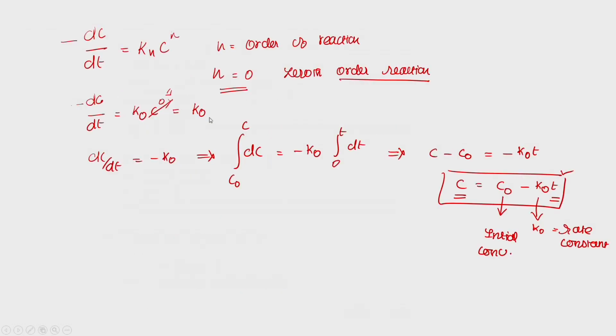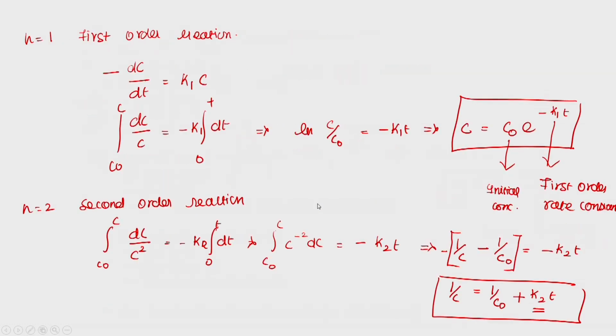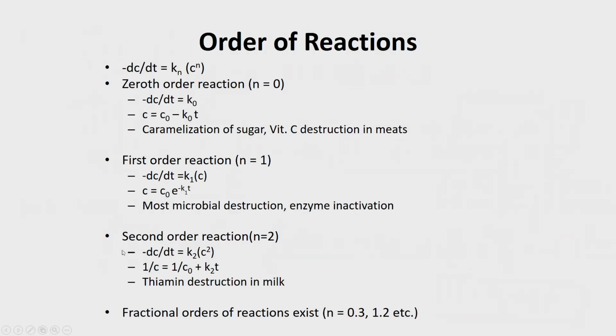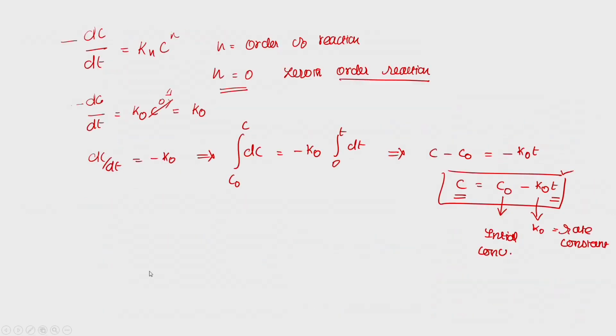So, for a zeroth order reaction, C is nothing but C naught minus K naught t. We have derived here C equal to C naught minus K naught t, and for first order reaction, C is equal to C naught e power minus K1 t, and for second order reaction, it is 1 upon C equals 1 upon C naught plus K2 t. So, that is what we derived here, right.